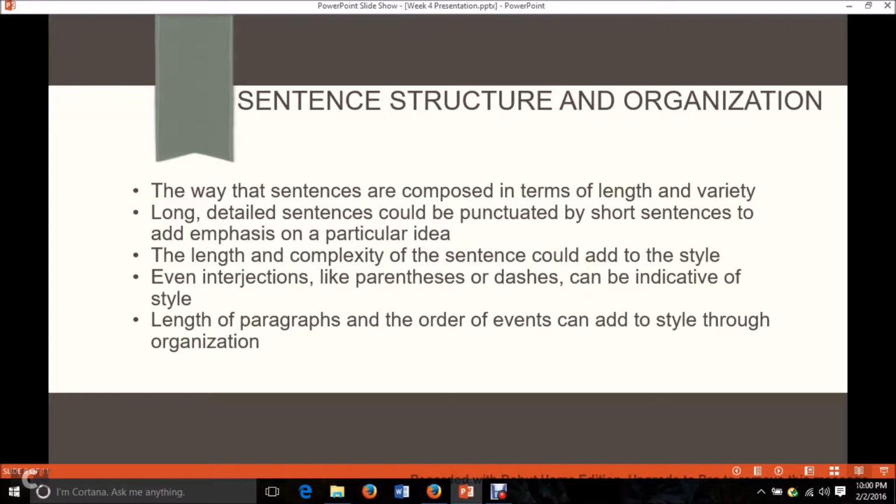Also, in terms of organization, this can relate to the length of paragraphs or the order of events in a story, and that can also determine style a bit. So maybe an author likes to use flashback or share the conclusion of the story at the beginning, so you already know what's going to happen. This could have to do with perspective and point of view. So style can really encompass a lot of different things when it comes to literature for sure.